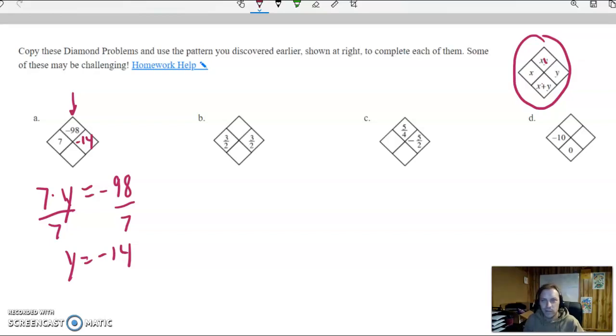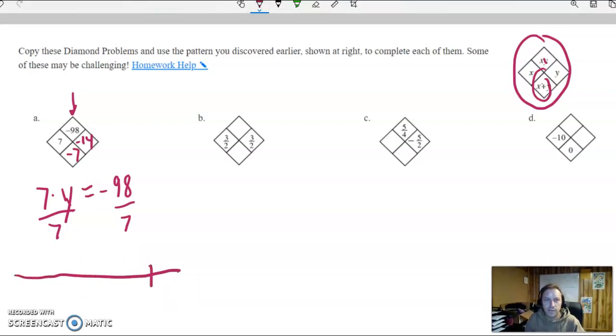Well then here, this one comes from if I add x plus y. So 7 plus a negative 14 is equal to negative 7. Remember, you can use your timeline if you're struggling to remember how to do that. What do you mean by timeline, Mr. Winter? Well, I actually mean the number line.